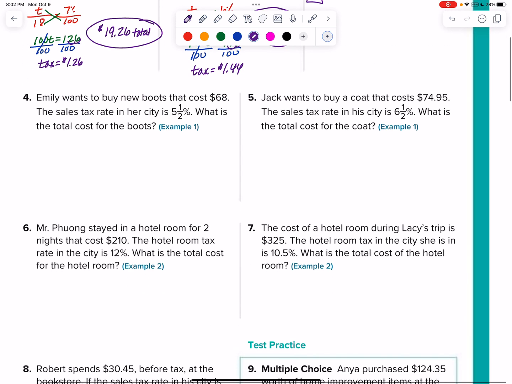Okay, let's go ahead and look at number 4. Same as we've done. We got a fraction there, which is fine. You can turn it into a decimal. Here's the cost of the boots. That's my whole. Here's my percent. What is the total cost?